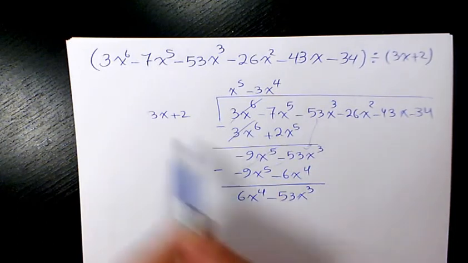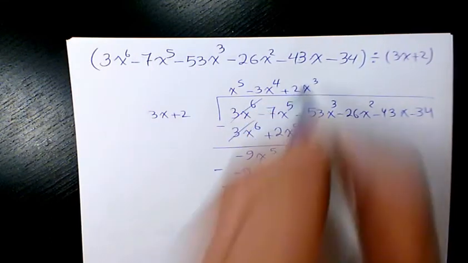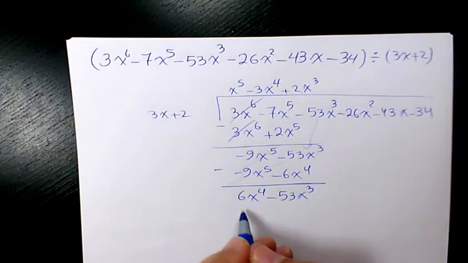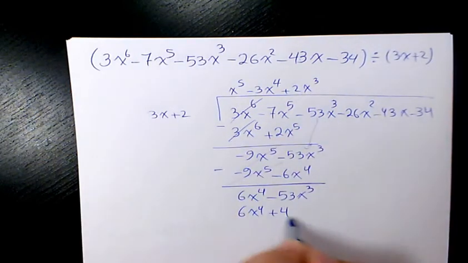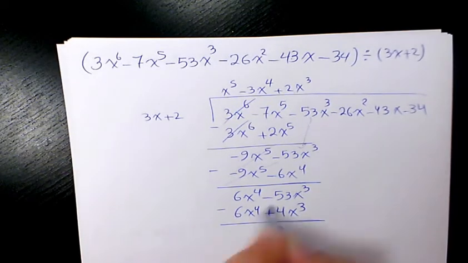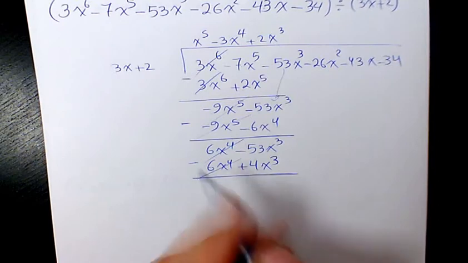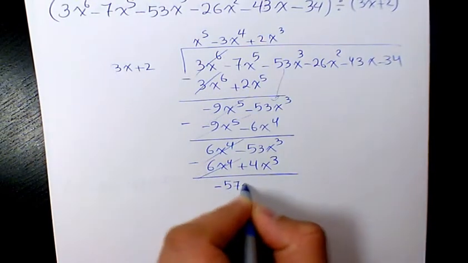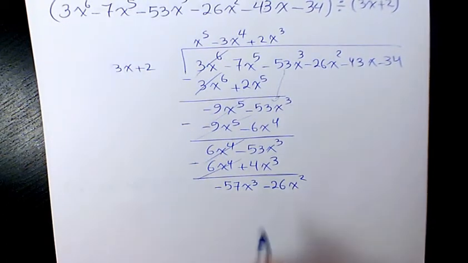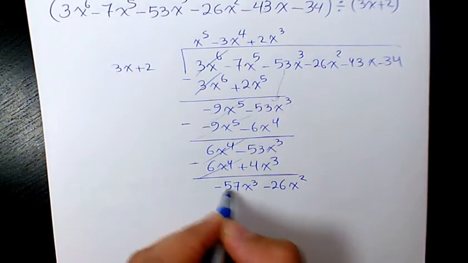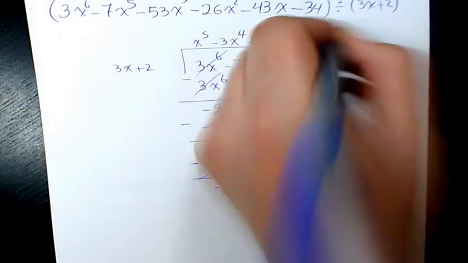Now, 6x to the power of 4 divided by 3x will be 2x cubed. 2x cubed times 3x, 6x to the power of 4. 2x cubed times 2 is going to be 4x cubed. When you subtract it, it's going to cancel out. Negative 53 minus 4 is going to be negative 57x to the power of 3. Bring the next number down, negative 26x squared. Negative 57x cubed divided by 3x will be negative 19x squared.